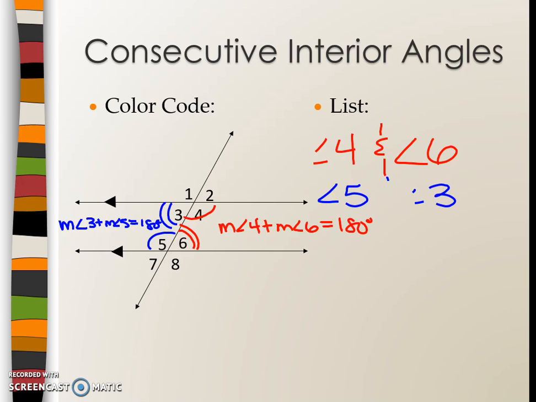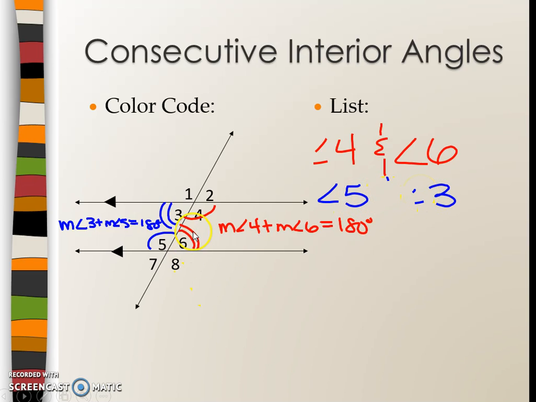Consecutive interior angles. So right here, angle 4 and angle 6 right here are consecutive interior angles. Consecutive means right next to each other, one after the other. And they're inside these two lines. So that's interior angles, inside. Any angles inside here is interior. Any angle outside is exterior. So these two are consecutive interior angles. So I want you to write angle 4 and 6. And then angle 3 and 5 are also consecutive, which means one after the other, interior angles. Can you write angle 5 and 3?